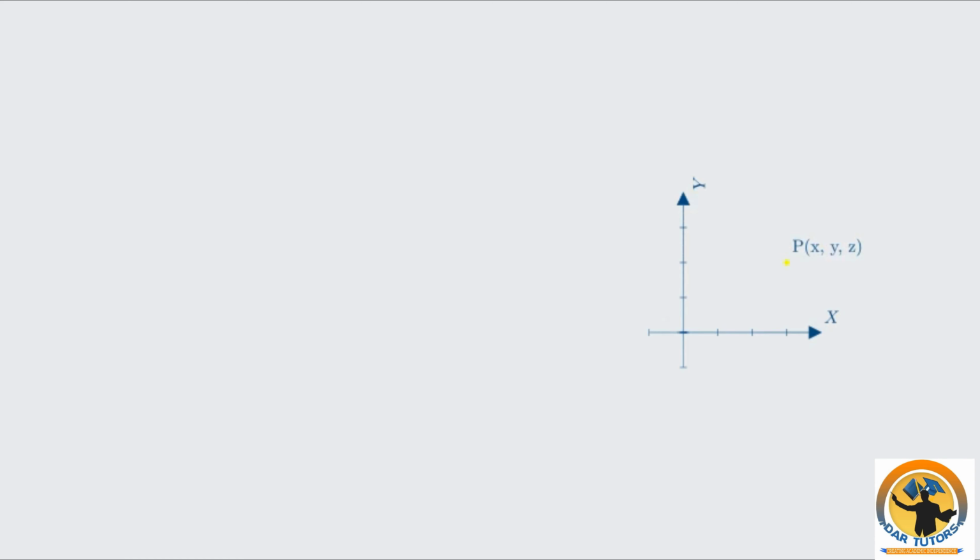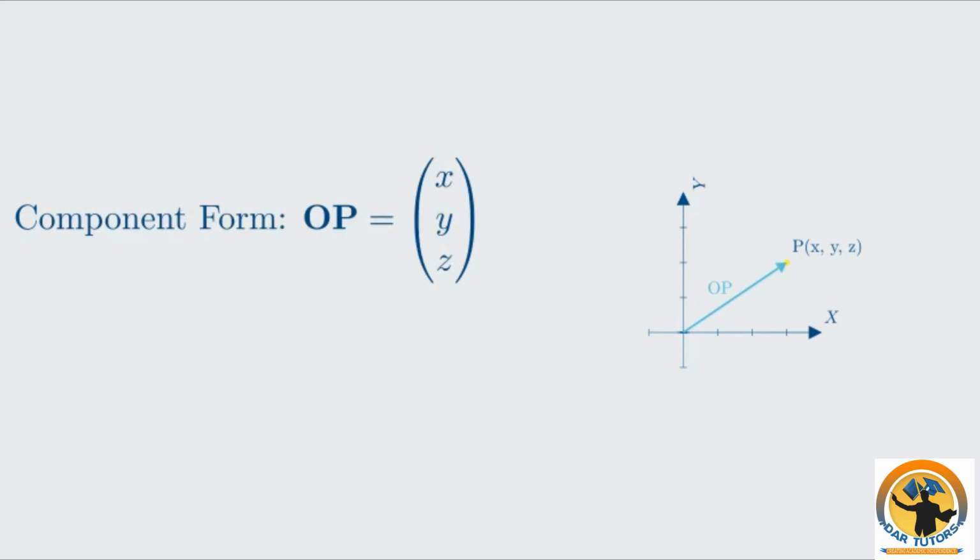The position vector of this point P, denoted as OP, is a vector that starts at the origin O and ends at point P. We can express this vector in 2 main forms, component form and unit vector form. In component form, we write the vector as a column matrix containing the coordinates of the point P. So the vector OP is the column vector x, y, z.